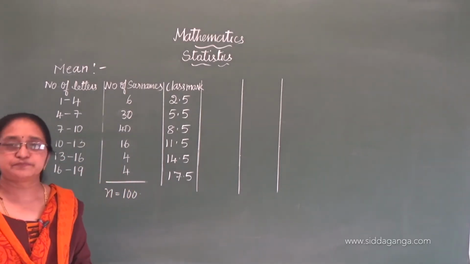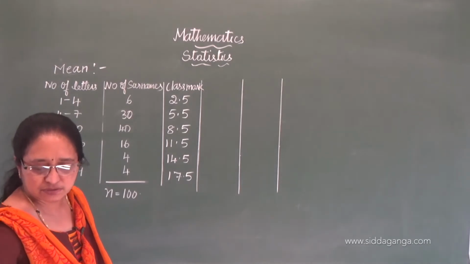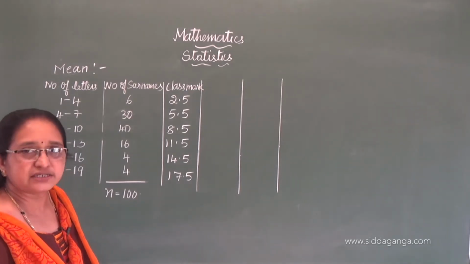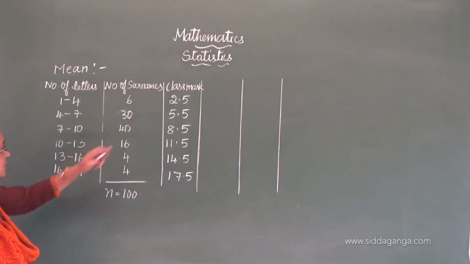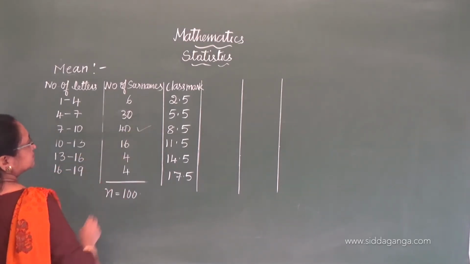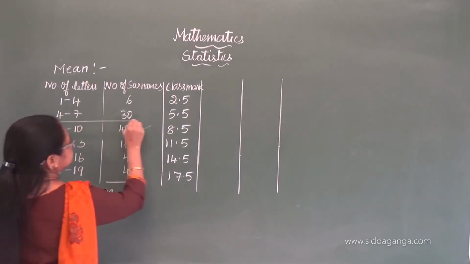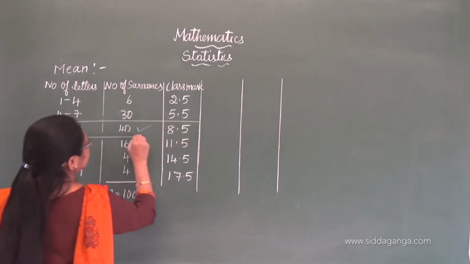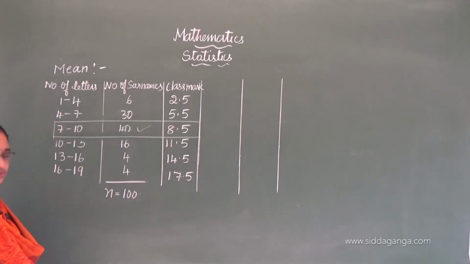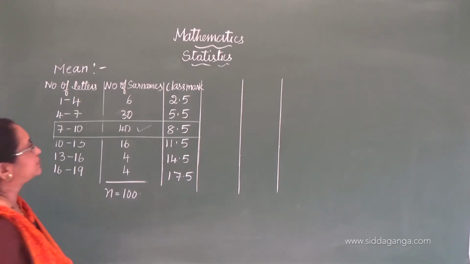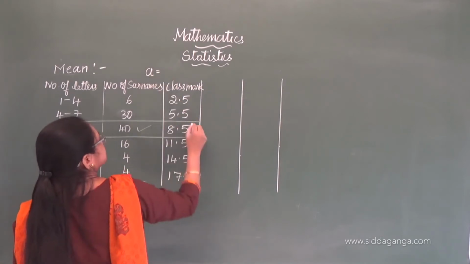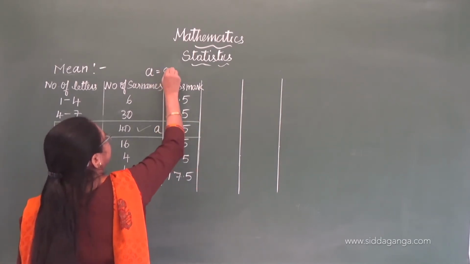So for that, what will you do? You have to see which class has the highest frequency. Here 40 is the highest frequency, so you have to mark it here. So 40 is the maximum frequency, and the assumed mean A is 8.5.